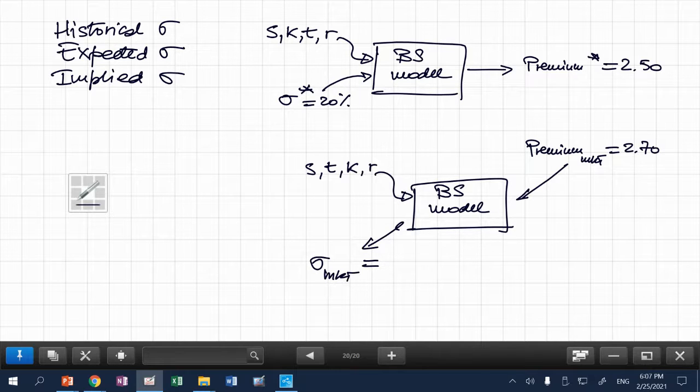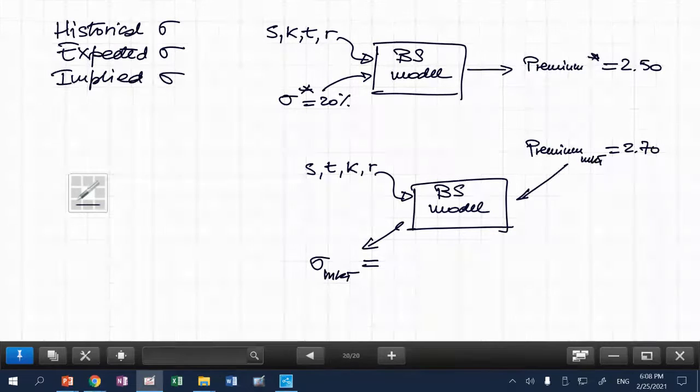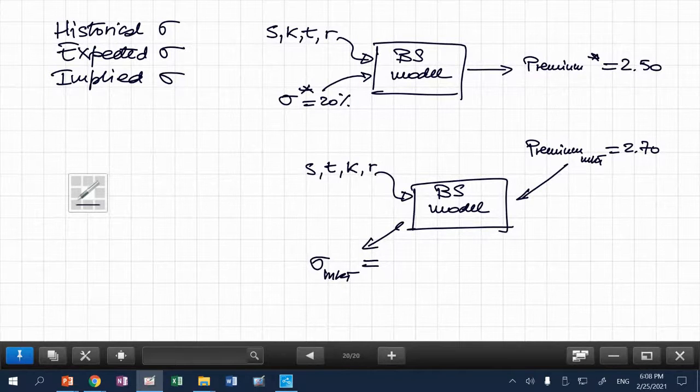Incidentally, in order to produce a 2.70 premium, so a higher premium, would you need a higher or a lower volatility relative to 20%? Think about the graph that we made of the time value of the option and how it reacted to volatility. If you have higher volatility, the value of the option goes up or down? It goes up because time value increases. So in order to get a higher premium, here you would need a higher volatility, okay?